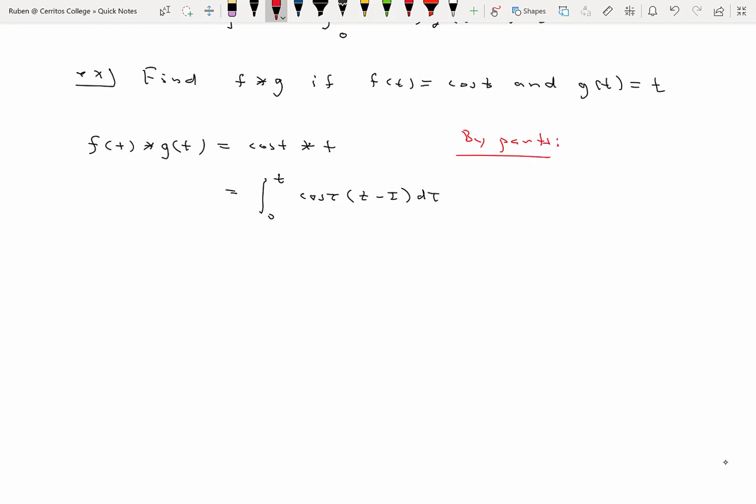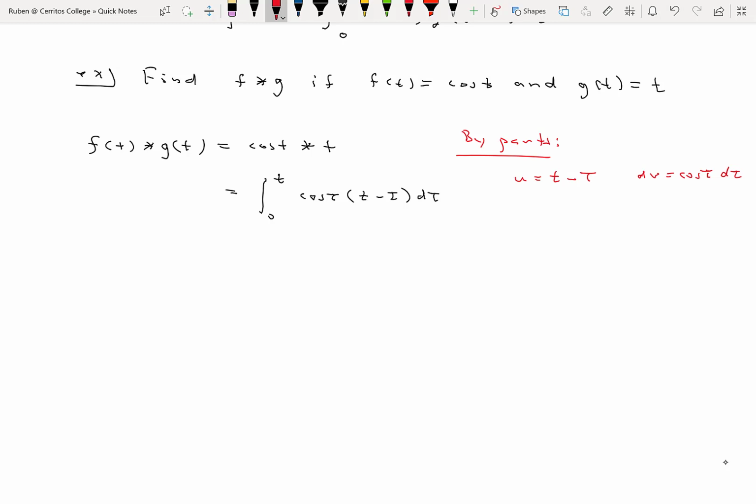Off to the side here, I'm going to let u equal t minus tau, dv equal cosine of tau. For those of you who'd like to use the tabular integration form, that is just fine too. So by parts, u equals t minus tau, dv equals cosine of tau d tau. Be careful here, because it looks like we have two variables in this integral, but really the integration is done with respect to tau, so tau is the live variable now.